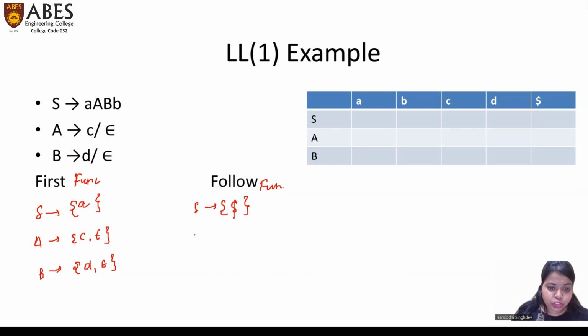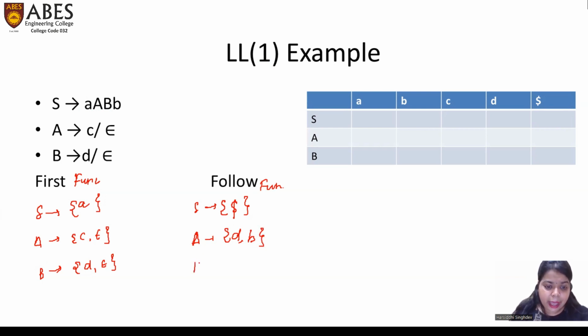Now we have to check for capital A. See, here which symbol follows capital A? Capital B. Capital B is a non-terminal. In case of a non-terminal, for the follow function we have to check the first of B. What is the first of B? Either small d, so the follow contains d, or when we put epsilon in the place of capital B, then A is followed by small b. So follow of A will be d or b.